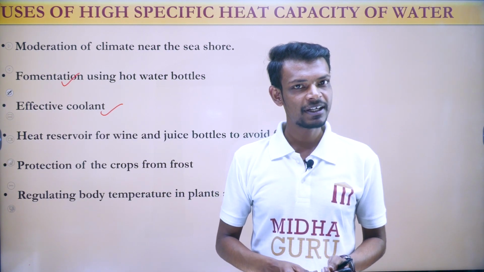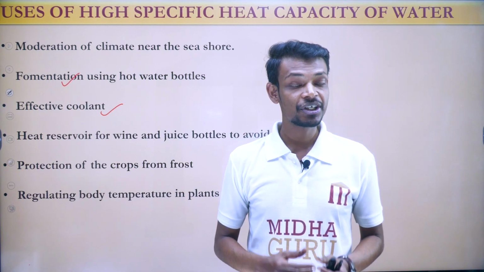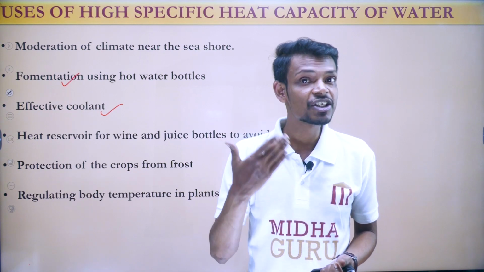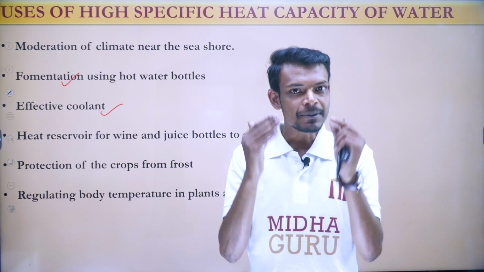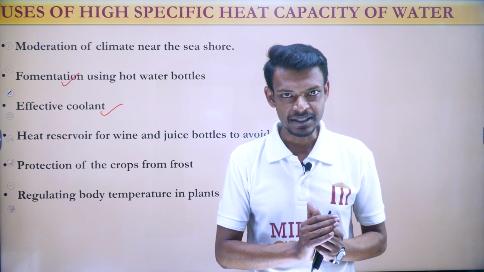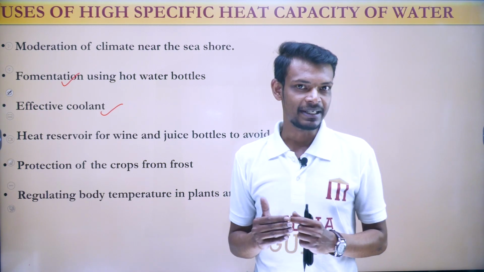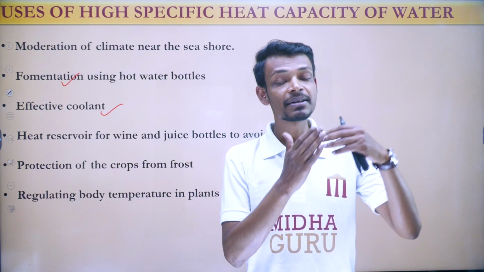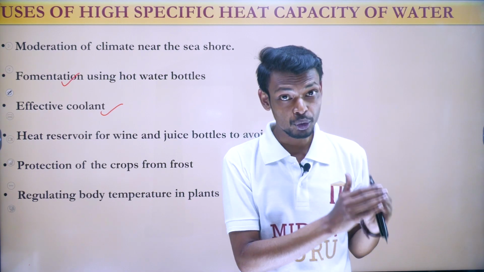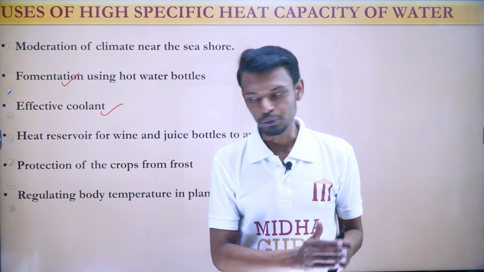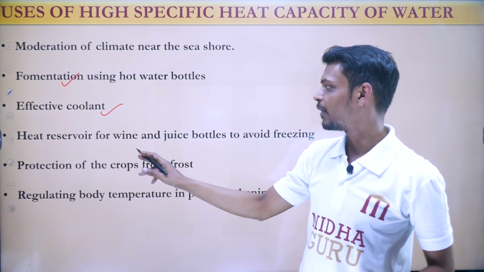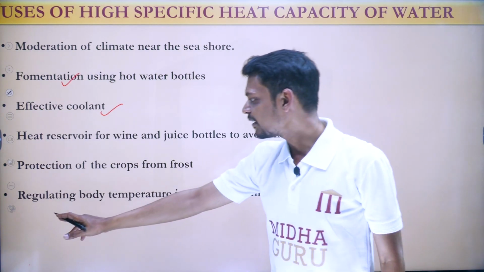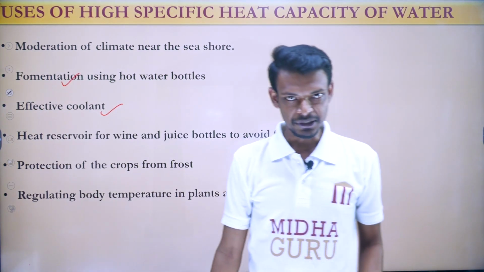Next, it acts as an effective coolant. Now we know that the specific heat capacity of water is very high, so in order to increase the temperature of water by a significant amount, it has to absorb a large amount of heat. Now if I want to cool a substance which has a very low specific heat capacity, then the water will absorb heat, but the temperature of water itself will not rise by a significant amount, but the temperature of the substance which we are trying to cool will decrease by a significant amount. Next, it is used as a heat reservoir for wine and juice bottles to avoid freezing, protection of the crops from frost, and regulating body temperature in plants and animals.